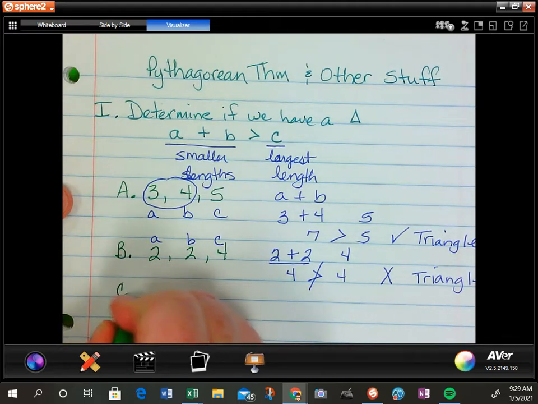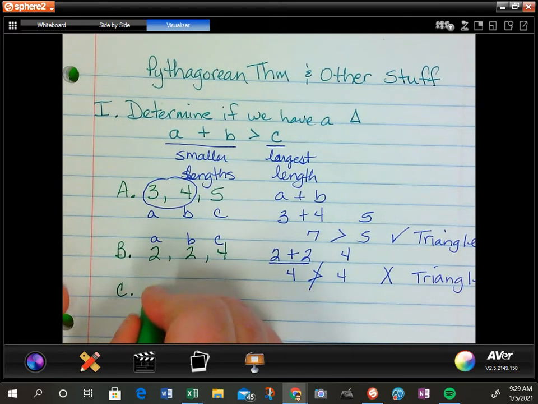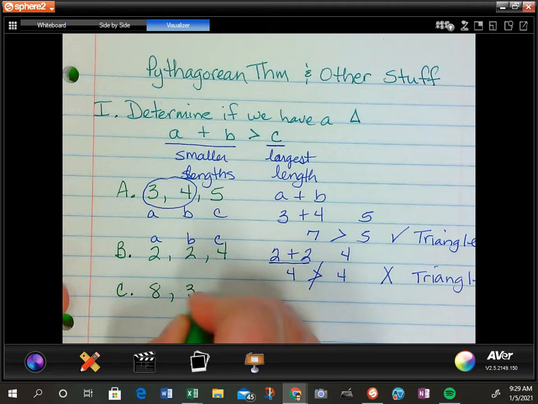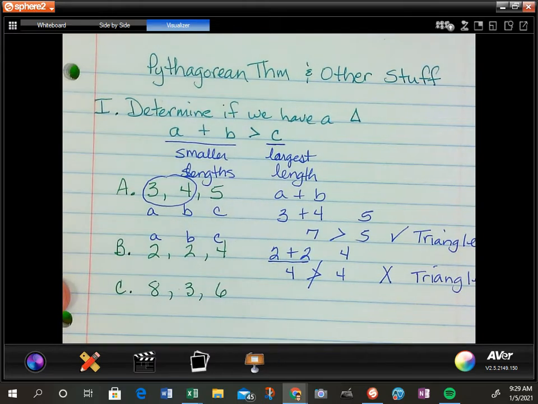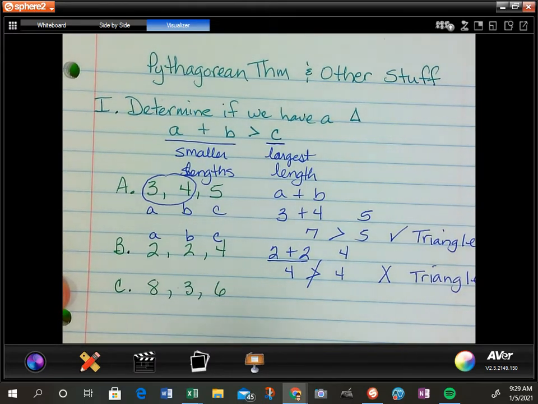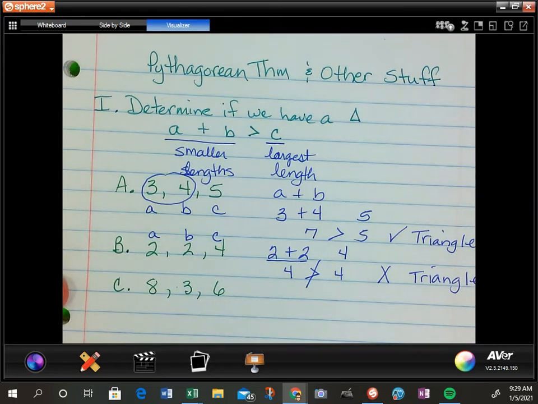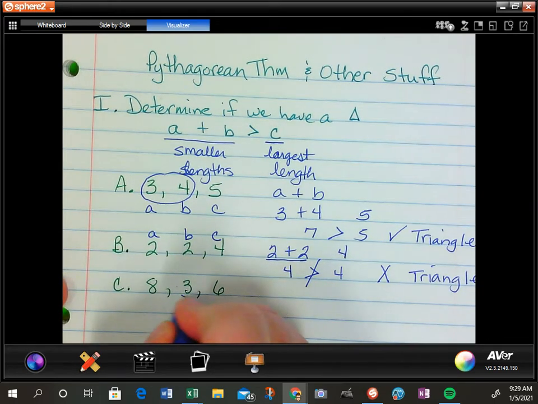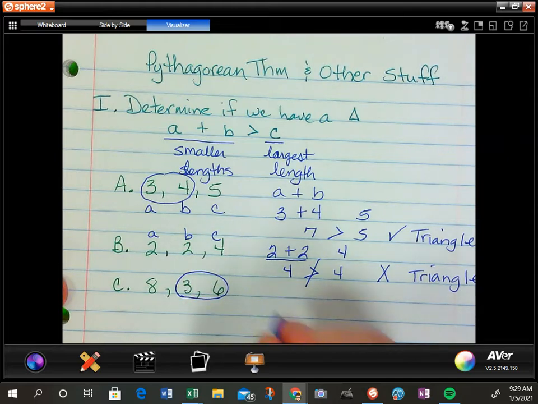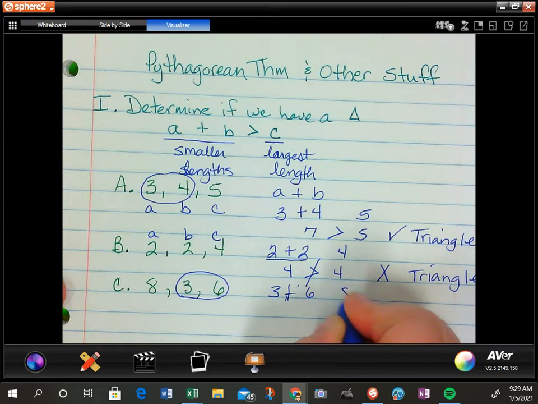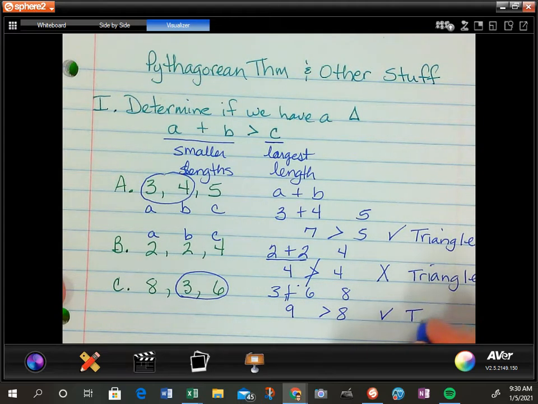Letter C. 8, 3, and 6. Uh-oh, these are jumbled up. So my smaller sides are these two. 3 plus 6 and 8. Is 9 bigger than 8? Yes, so I have a triangle.